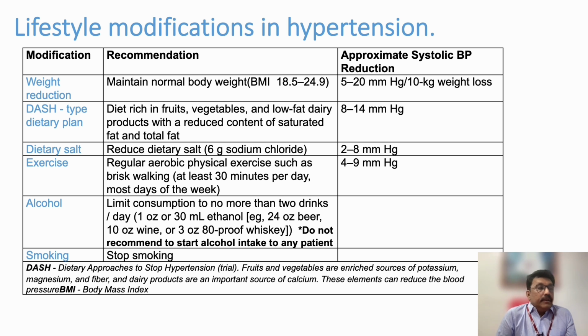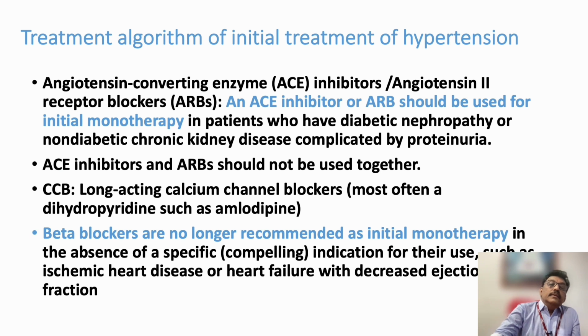But if the patient is having renal failure or cardiac failure, then you have to restrict the salt to 2 grams per day. Exercise, regular aerobic exercise for 30 minutes, that is brisk walking, is a must for all patients who have hypertension. Alcohol should be restricted. A minimal amount of alcohol can dilate the blood vessels, but if the patient is unable to control the limit, then that itself can increase the BP. Smoking should be stopped. This is the lifestyle modification strategy in hypertensive management.